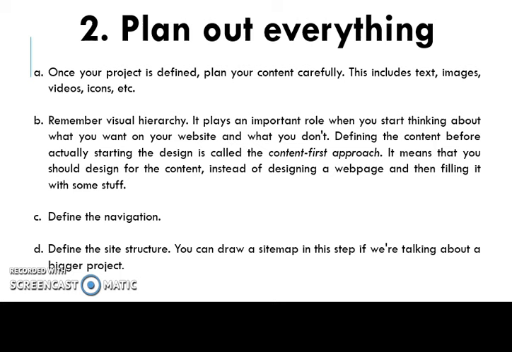Procedure number 2 is plan out everything. Once your project is defined, that is, you already know who your audience is and you already know the goal you are about to achieve, then plan your content carefully. Your content includes your text, your images, videos, icons, those things you want to put in your website. That's what I mean here by your content.